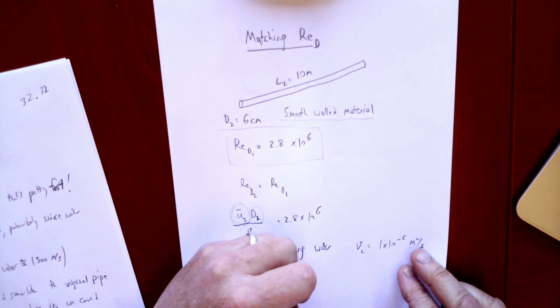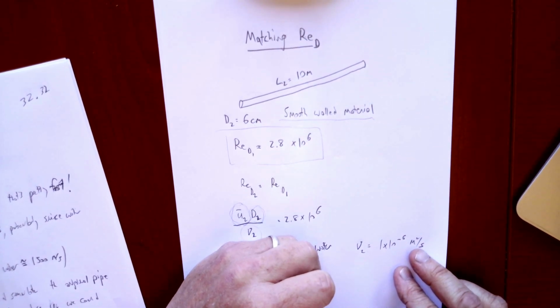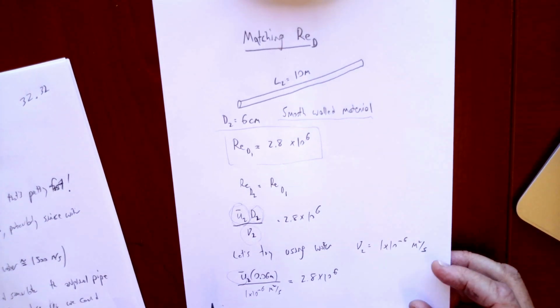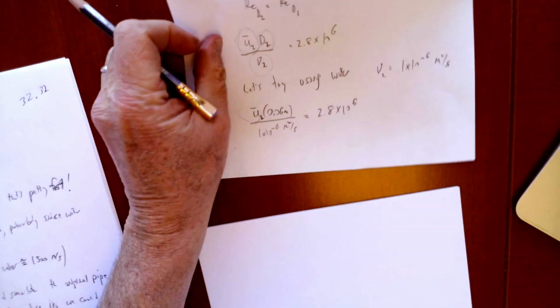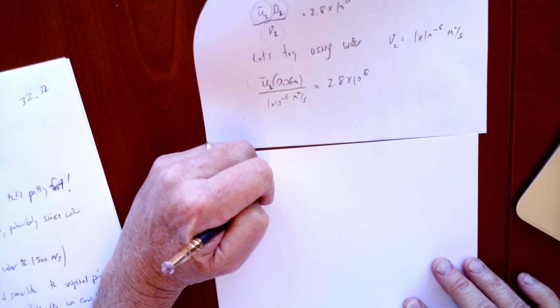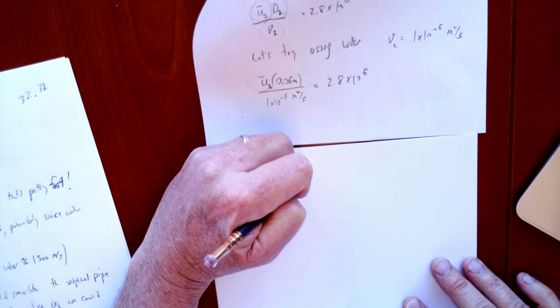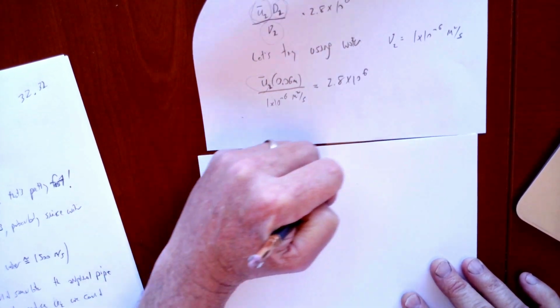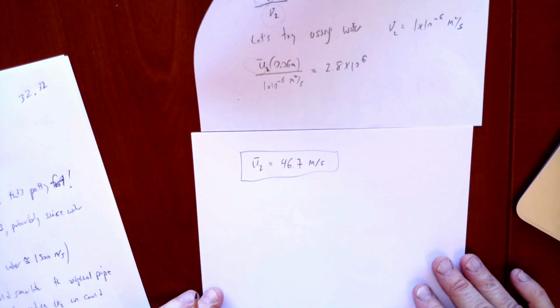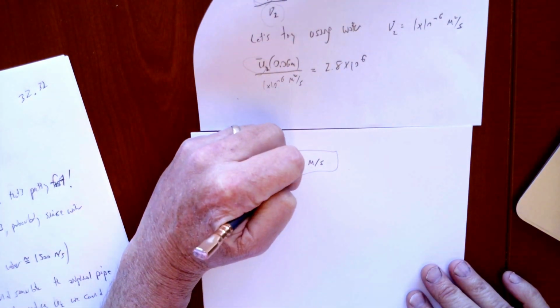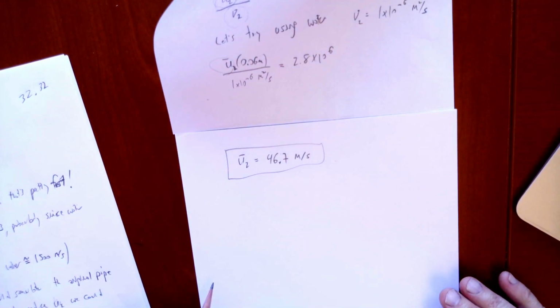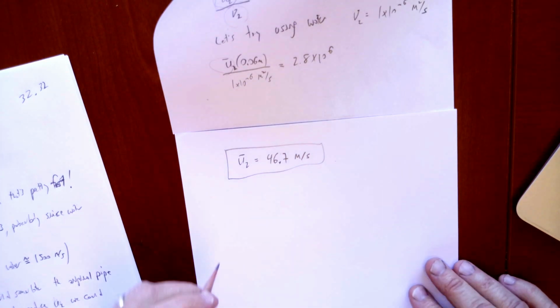So now I'm going to just solve that for U2, right? So I'm going to set this equal to 2.8 times 10 to the sixth, because that's the Reynolds number I'm trying to match. I'm going to solve for that U2. And when I do that, I find that U2 is equal to 46.7 meters per second. Now, that is really fast, but it is possible. It is certainly nowhere near the speed of sound. The speed of sound in water is actually 1,500 meters per second, so we're not remotely close to that.